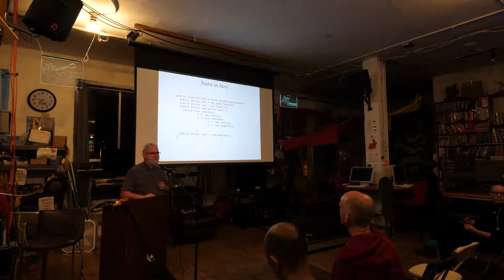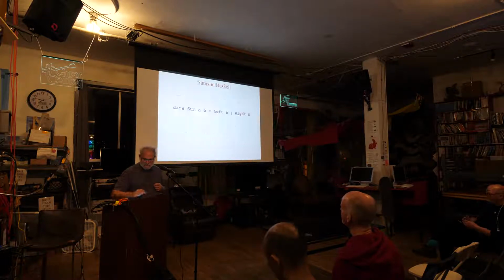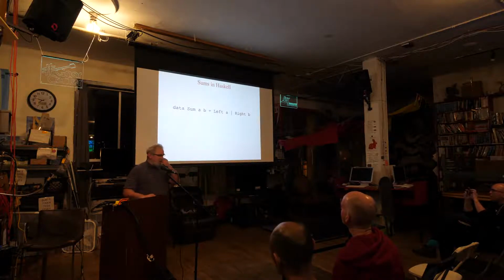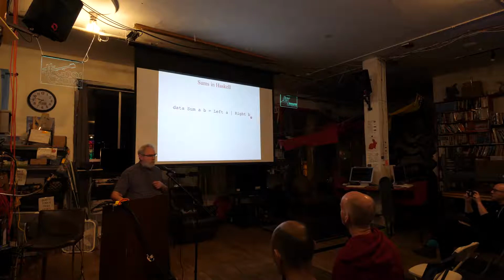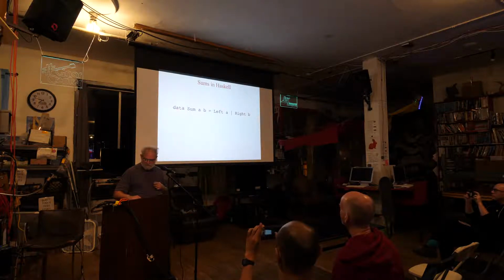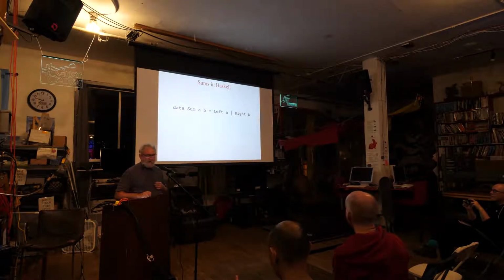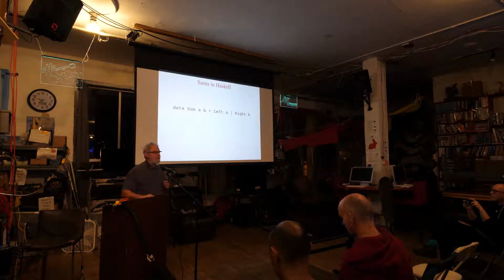Is that clear enough? Okay, and then again, we could do this in Haskell, but in Haskell we get to use a bigger font. And so we say the type Sum of A and B is either Left of A or Right of B. And in fact, this is actually in the Haskell standard prelude, except Sum is called Either. And Left is called Left, and Right is called Right.